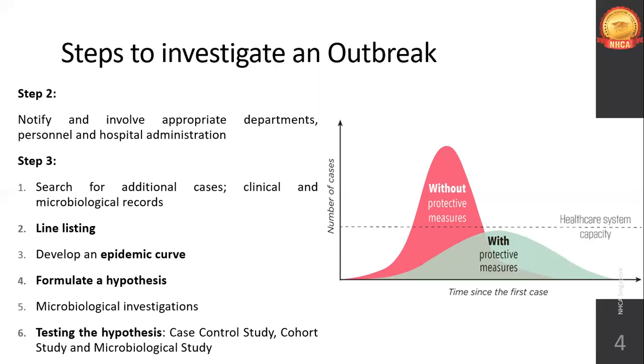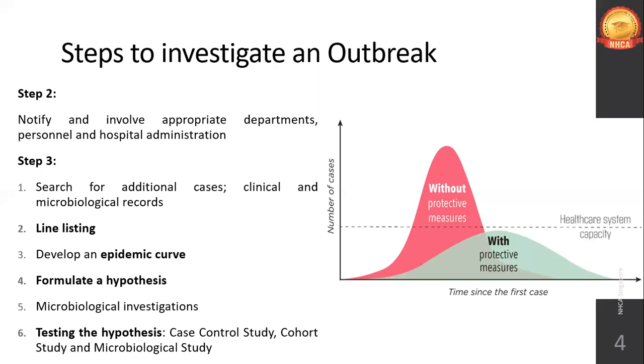Then microbiological investigation should be done, and microbiological cultures from all the cases under the case definition, all the carriers, if any, and from the environment, if it is a source outbreak, etc. So all this microbiological investigation should be done, and then testing the hypothesis: case control study, cohort study, microbiological study. Okay, all these studies can be conducted to test the hypothesis.